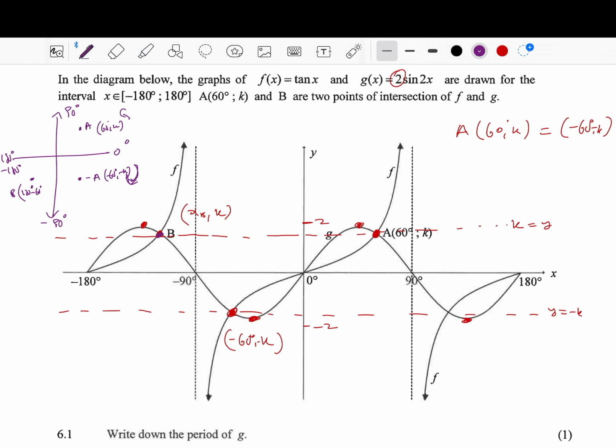Alright, this is 180 degrees minus 60 degrees. It's better to say it's 90 degrees plus 60 degrees. Or you can say it's not 180 minus, it's negative 60 degrees plus 180 degrees. Boom.